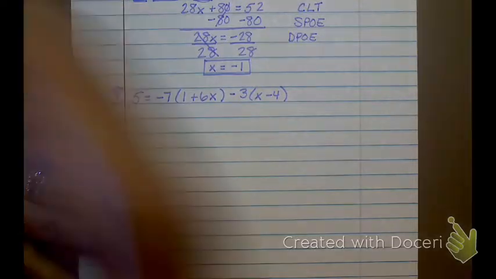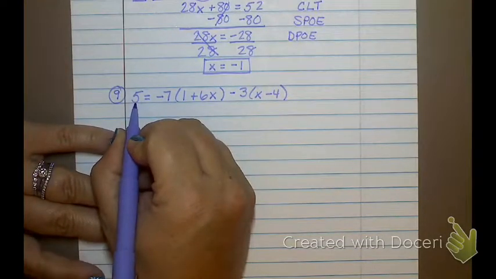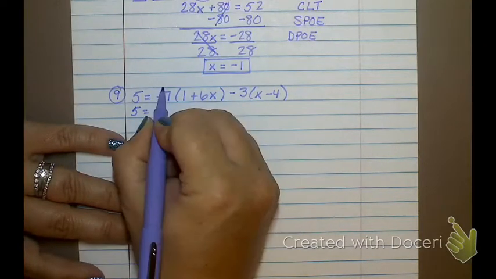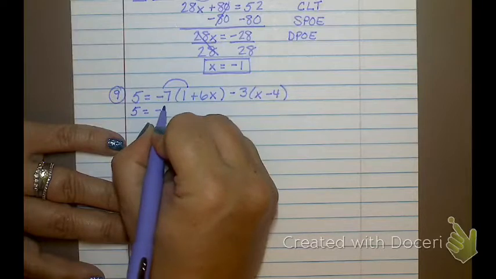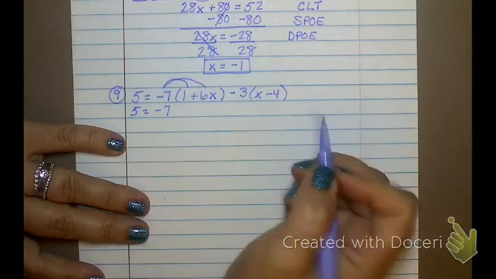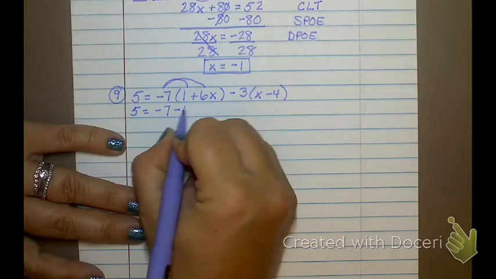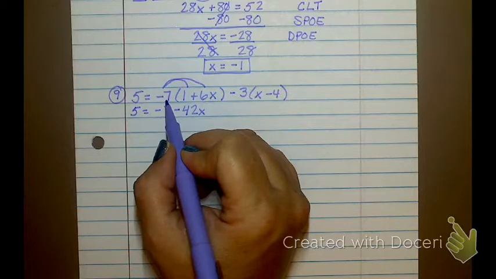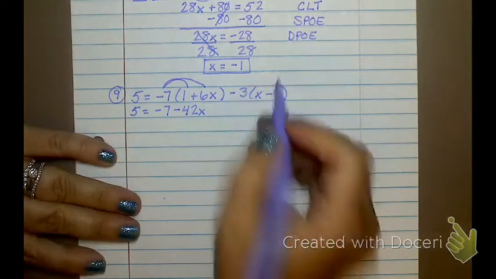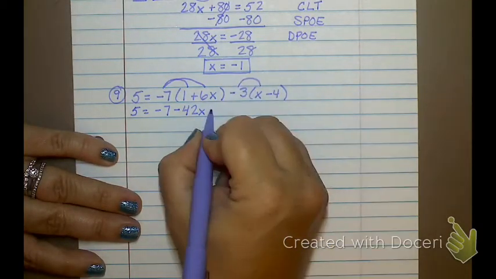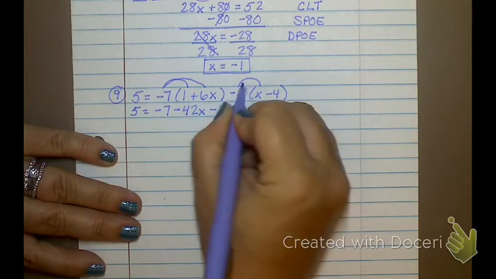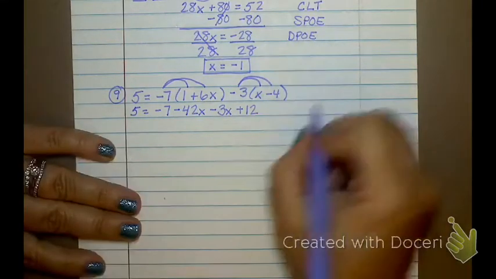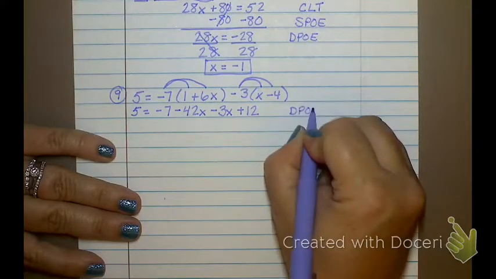Distribute. Do I distribute the 5? No, he's already in his own world on the other side of the equal sign. I'm going to distribute the negative 7 times 1 is negative 7. Negative 7 times 6x, negative 42x. Do I keep distributing the negative 7? No, because there's now a negative 3 that I need to distribute. Do you see that? Negative 3 times x, and negative 3 times negative 4. That was my distributive property of multiplication.